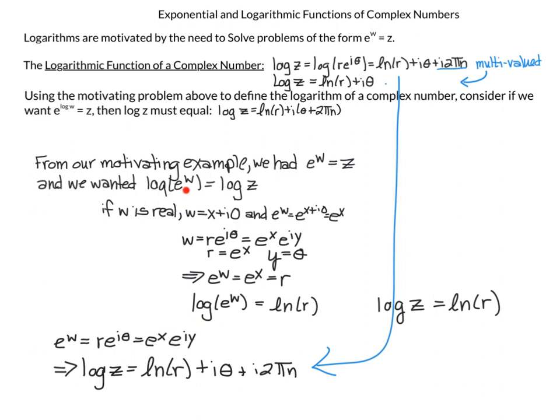Because if w is real, again, the real part will give us w is equal to r, and then this here would be equal to 1. So the natural log of z then should give us natural log of r.